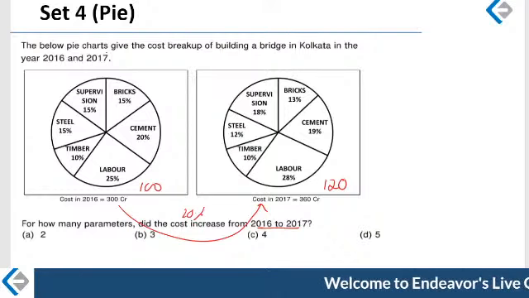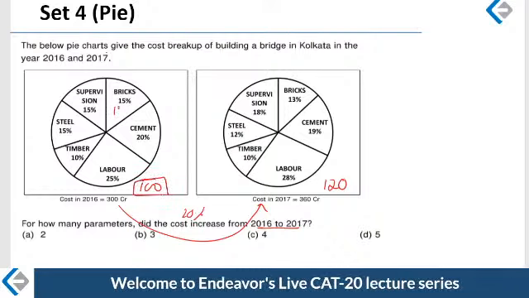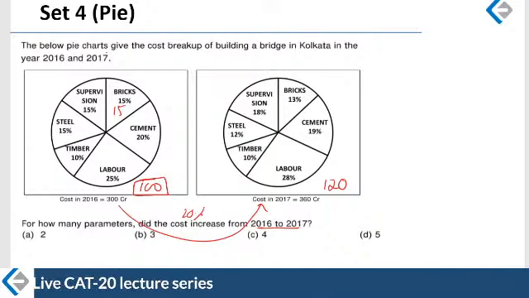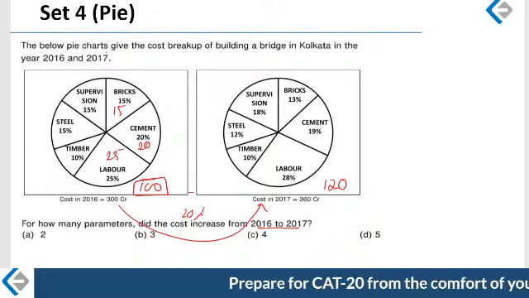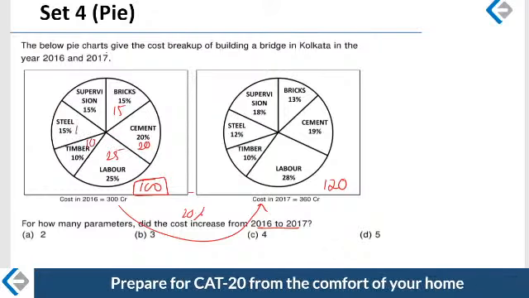So the reason for taking this 100 is what? Bricks is 15 rupees, which means you spend 15 rupees on bricks. Assume that 100 rupees is what you spent in 2016. Too less for a bridge, I know, but take 100 to make the calculation simpler. Cement becomes how much? 20. Labor becomes how much? 25. Timber becomes how much? 10. Steel becomes how much? 15. Supervision becomes how much? 50. It becomes easier. Is 120 also easy?